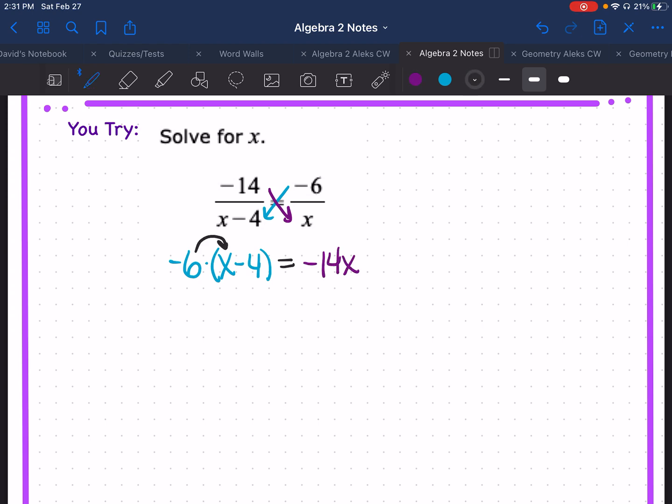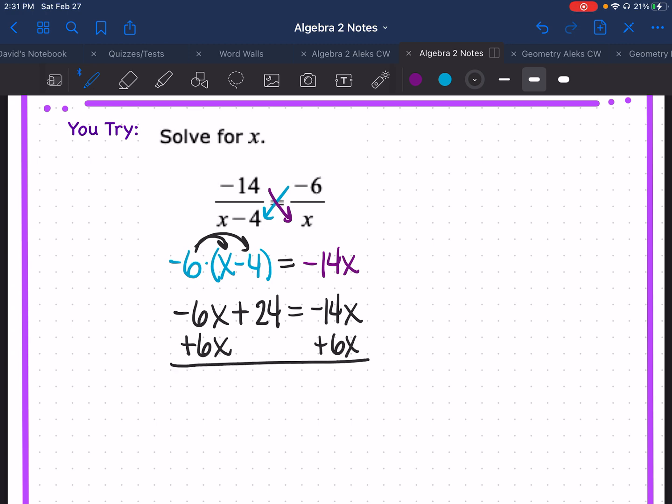We have to remember to distribute this. Minus and minus would become plus. Ooh, no, not 8. What am I doing? 14x. And then we just solve our equation. And that was our correct answer.